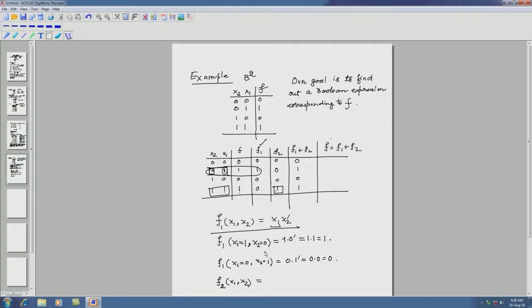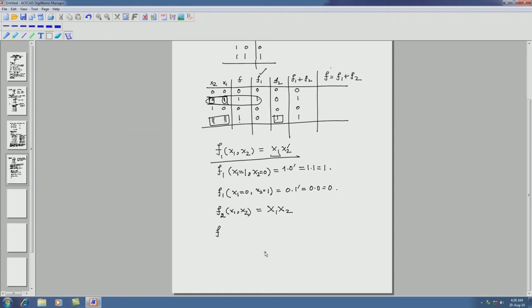Now, in the same way, we can get the expression for f2. Please see that f2 is 1 only at the input point 1 1, and so all the Boolean variables are 1 over here. So, I will simply write this as x1 x2, and as we have seen, if we take the OR, the plus, of these two columns, we get back our function f.